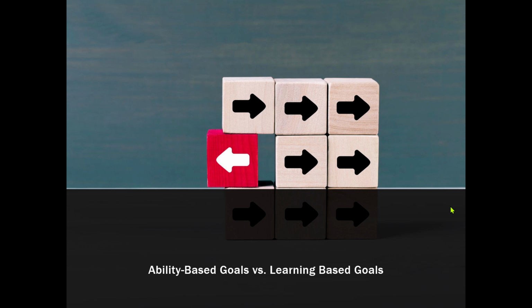Ability-based goals versus learning-based goals. Ability-based goals, this is where they're unchangeable. They have set parameters where maybe, for example, the ability-based goal is that I'm going to learn how to become an accountant in 1 year and take the CPA exam and pass when it's offered. That may not be a realistic goal. That might take more time. And if I fail, then I'm going to have to wait for the next testing window.